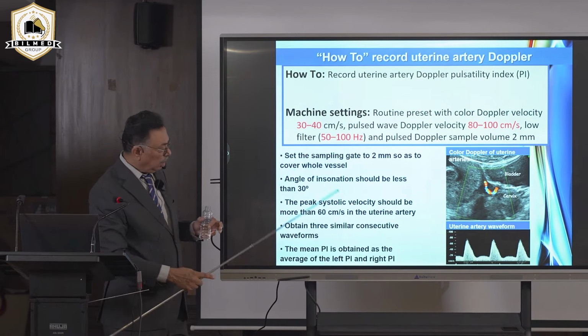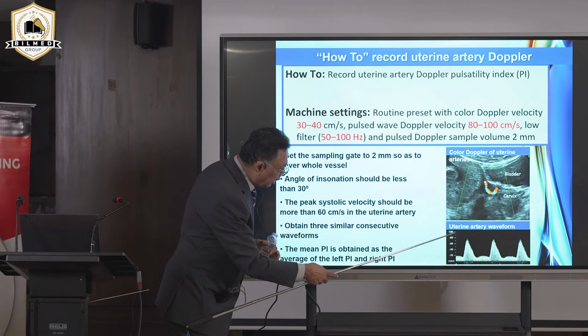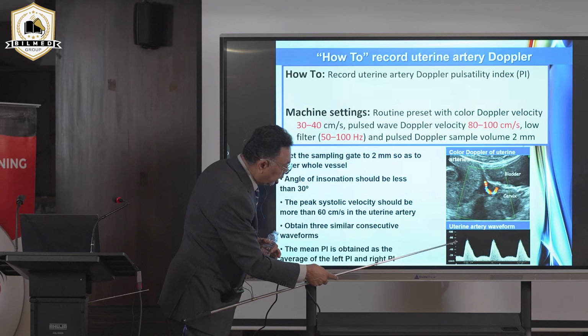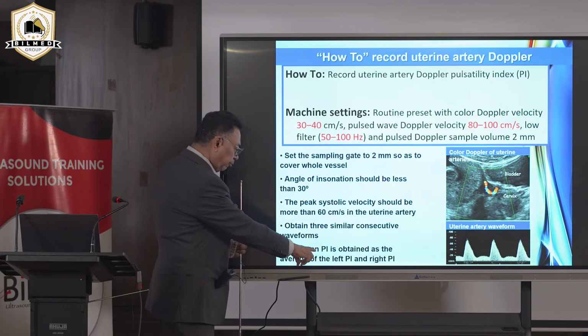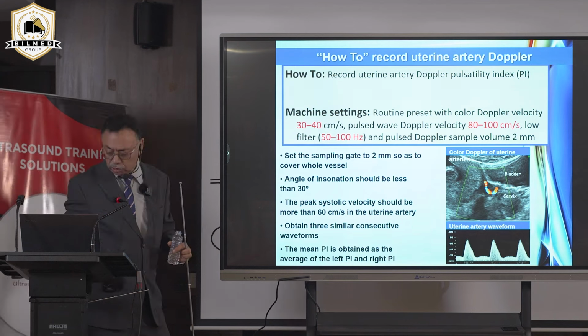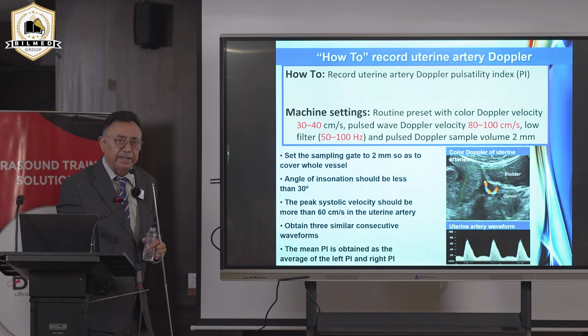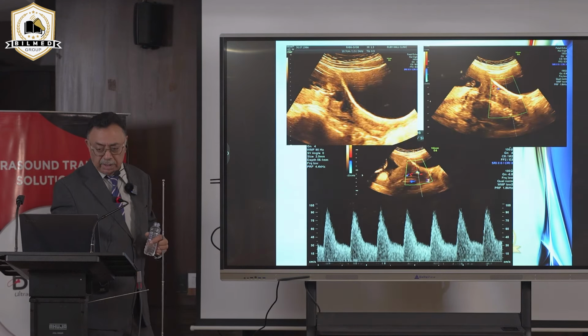And look at the velocity. The velocity here is around 60 to 80. It should not be very high. And the pulsatility. Obtain 3 good waveforms and take a mean of all those 3 if you have to report the PI and the RI. So this is how we do it.